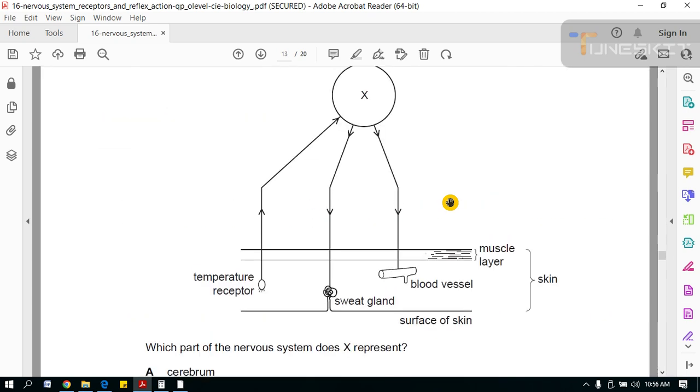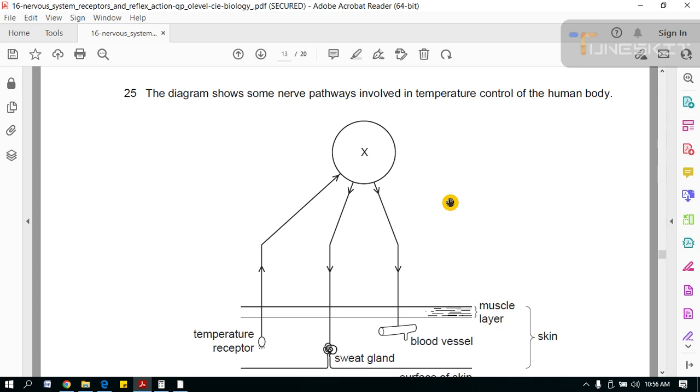Now you have another question. The diagram shows some nerve pathways involved in temperature control of the human body.